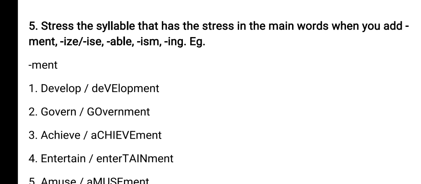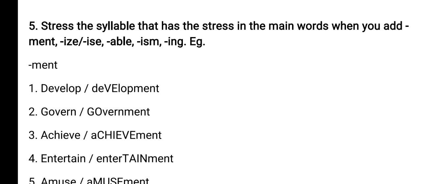Remove the ABLE. Remember that there is a difference between IBLE and ABLE. If it ends in IBLE, the stress is on the third to last syllable. But if it ends in ABLE, remove the ABLE from the word. Remove the ING from the word. Remove the ISM from the word. What will be remaining in that word? Now we have development.